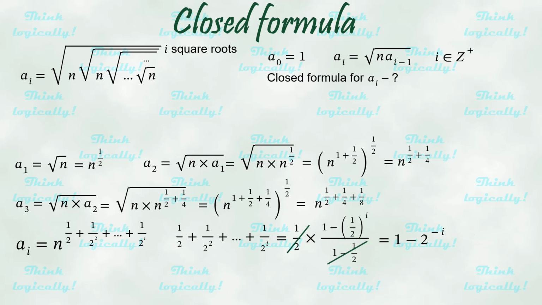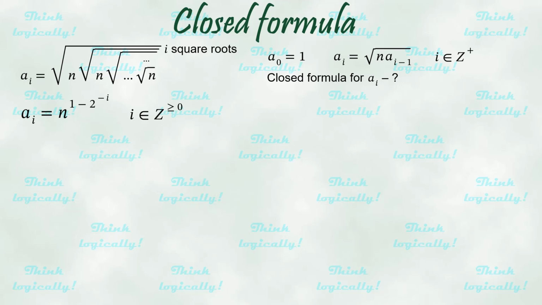The obtained expression has to be used as the power of n in the closed formula for a sub i. So this is our guess about the closed formula, expected to work for all non-negative values of i, which yet needs to be proven. And we prove it, of course, by induction. The base is straightforward. For i equals 0, the suggested closed formula gives n to the power of 0, which is 1, exactly matching the definition.